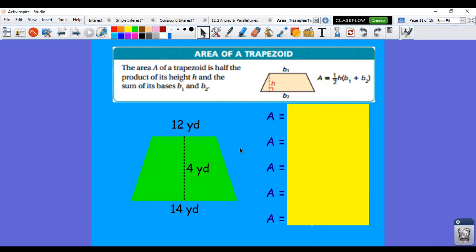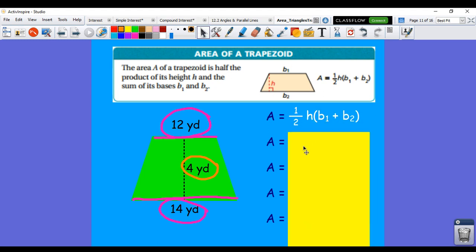So here's another example. The trapezoid looks exactly the same as the one before, except that the height is just labeled down the center instead. So again, my bases in this case are the parallel lines. My parallel lines on this sheet are again at the top and the bottom. So my bases are going to be 12 and 14, and my height is going to be 4 yards.